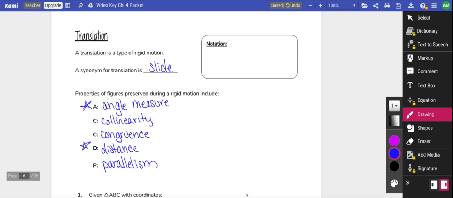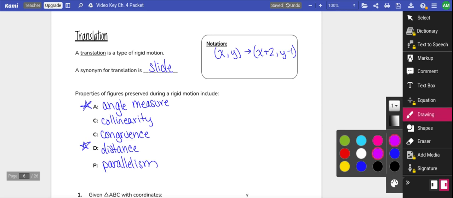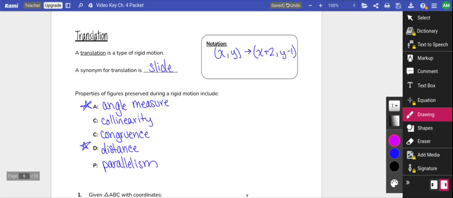Now, when an object is translated, there is a specific type of notation that is used. There are two main ones. The first one is simply talking about the x and the y coordinates and how they change. So one way that you might see it written is x comma y, and then an arrow for yields. And then you might see something like this, x plus 2, y minus 1. What that would mean is that for all of my x coordinates in my pre-image, I would add 2. And all my y coordinates, I would subtract 1 to get the coordinates in my image.